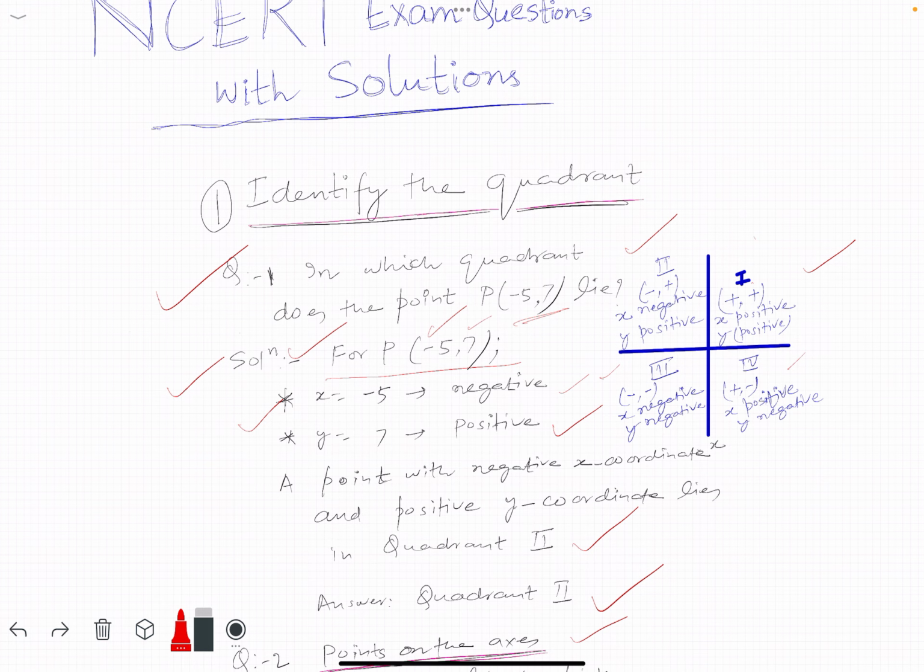Here you see the figure of quadrants. In quadrant 1, both the coordinates are positive, x positive, y positive. In quadrant 2, x negative, y positive. In quadrant 3, x negative, y negative. In quadrant 4, x positive and y negative. So on this basis, we will solve problem 1.